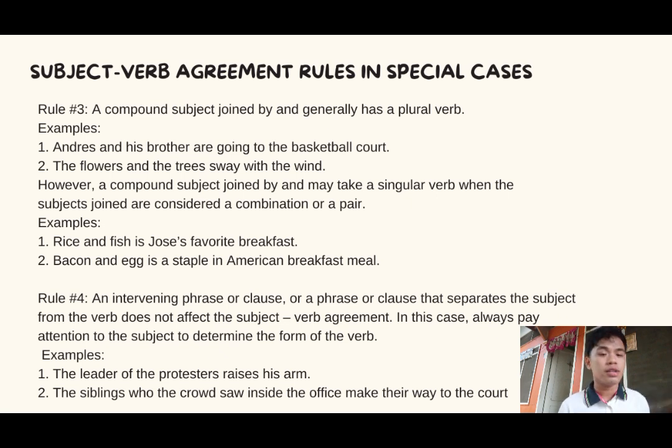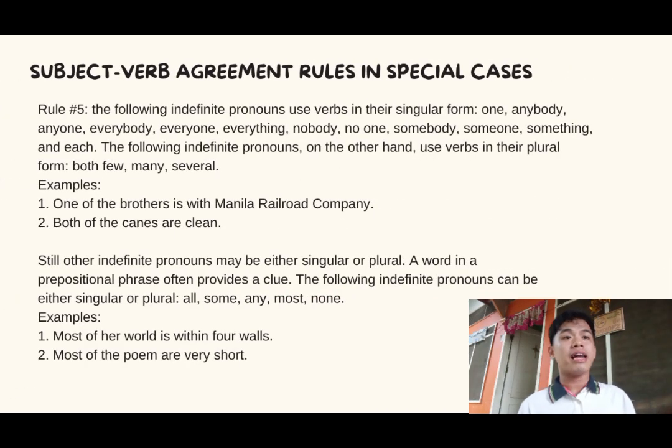For the last rule, rule number 5, the following indefinite pronouns use verbs in their singular form: anybody, anyone, everybody, everyone, everything, nobody, no one, somebody, someone, something, and each. Those were indefinite pronouns. The following indefinite pronouns, on the other hand, use verbs in plural form: both, few, many, several. So here is the example.